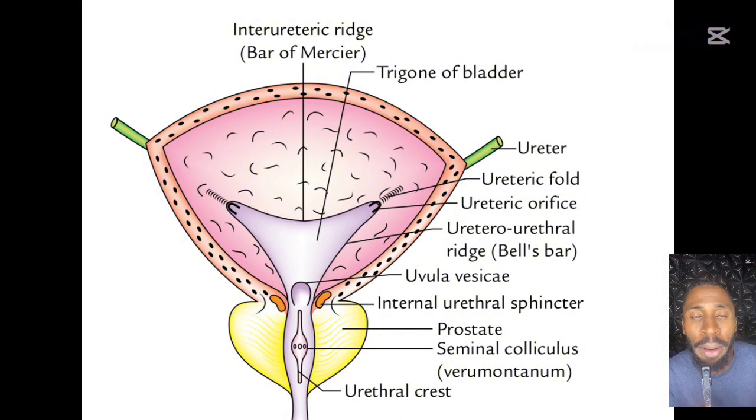Now I told you that the bar of Mercier, or Mercier's bar, is the line connecting the two ureteric orifices, while the interureteric line is connecting the ureteric orifices. So you can call it the interureteric line or bar. So we have the first one, the interureteric line, and the one connecting the ureter to the urethral orifice is called the what?